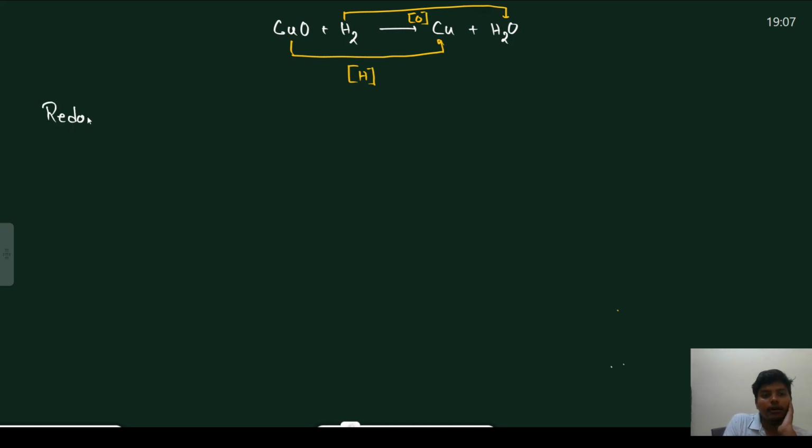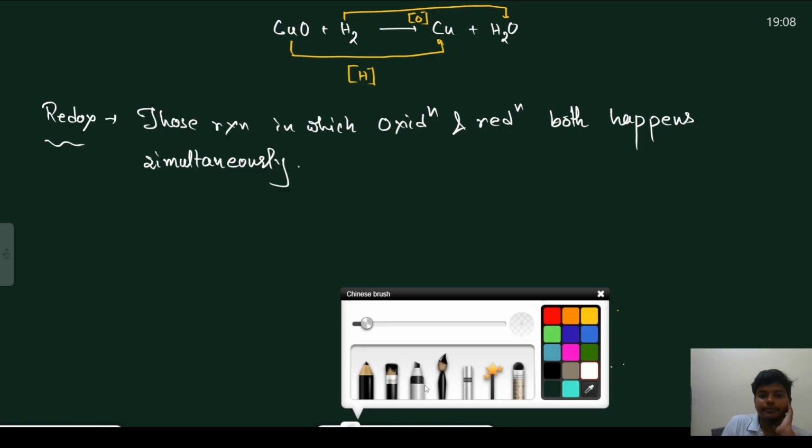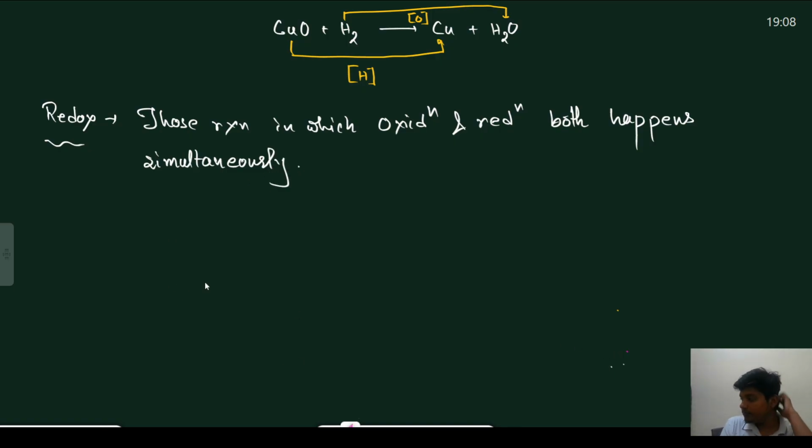So what is a redox reaction? Redox means those reactions in which oxidation and reduction both happen simultaneously. Clear?